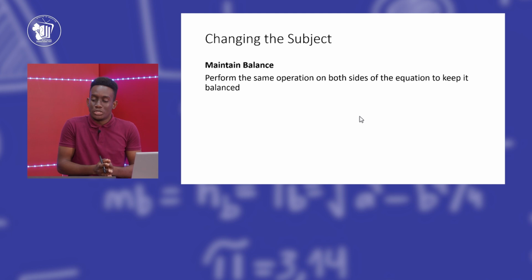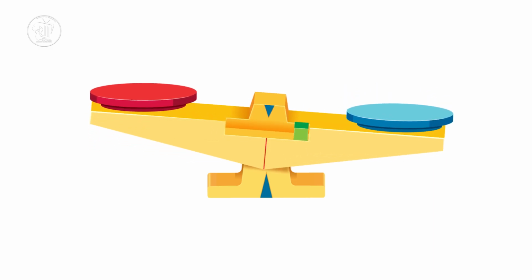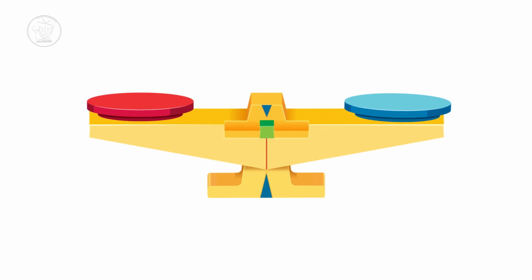A key thing to remember when we are changing the subject is to always maintain balance. Perform the same operation on both sides of the equation to keep it balanced. It's like if you have a scale and on one side you have 10 pounds of potato and on the other side you have 10 pounds of potato as well. The important thing is to maintain balance.